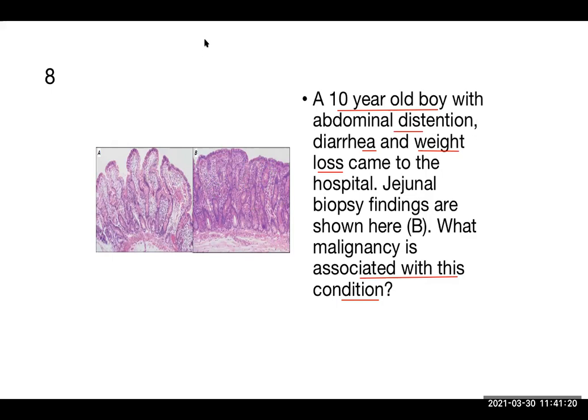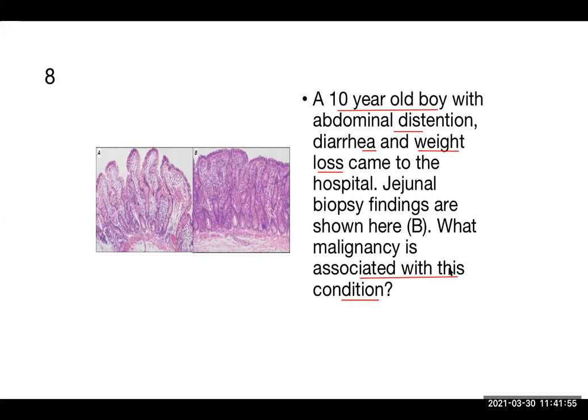So most probably, if I compare with this clinical presentation, this is celiac disease, celiac sprue, a very important cause of malabsorption. Because of that, the child is having diarrhea, weight loss, and abdominal distension can be there because of gas formation inside the GI tract, or even because of malnutrition. Now, the question is not that. The question is which malignancy is associated with this condition. So what is the answer?